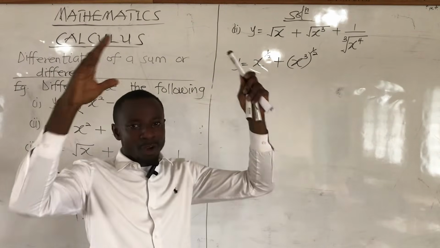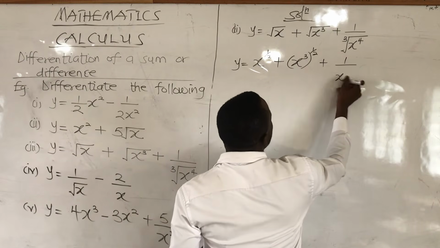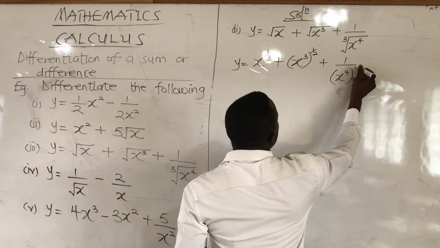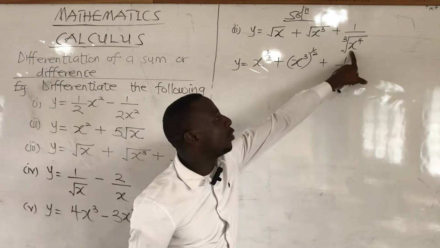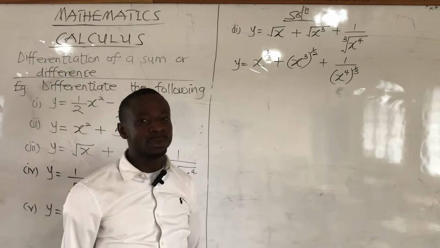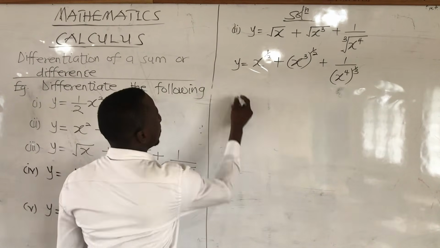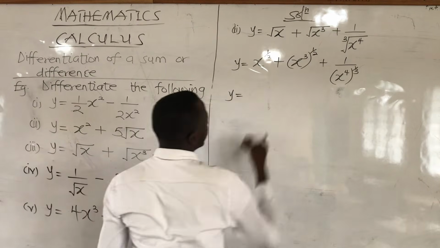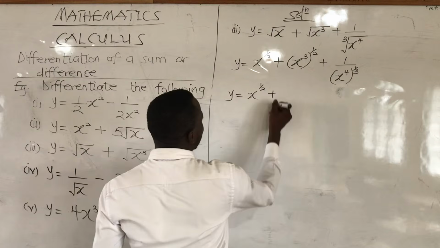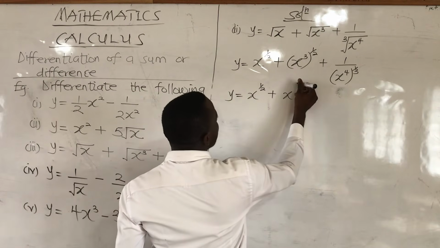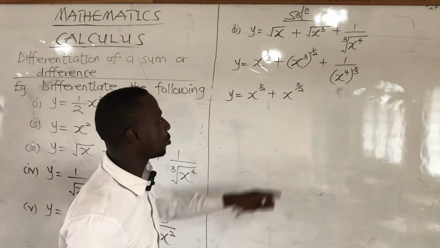So it's going to be x cube all power half plus 1 over x power 4 all power 1 over 3. 1 over 3 because this is a cube root of x power 4, right? So now we are going to just rewrite them again. So we have x power half plus x power 3 over 2.